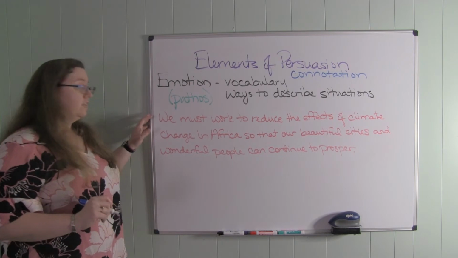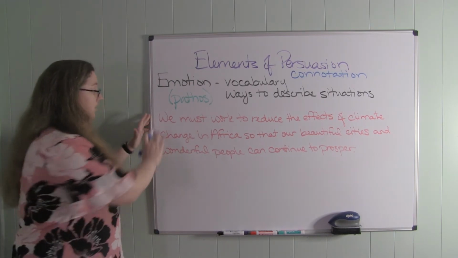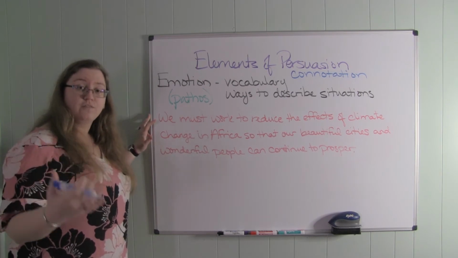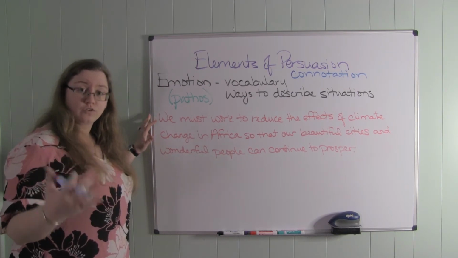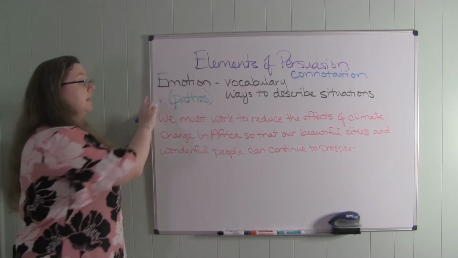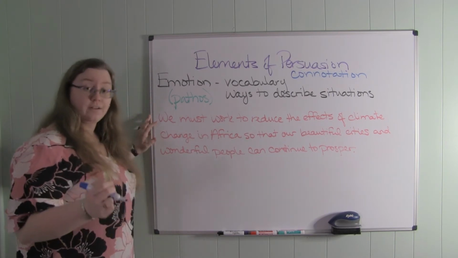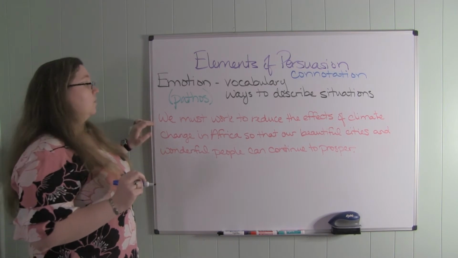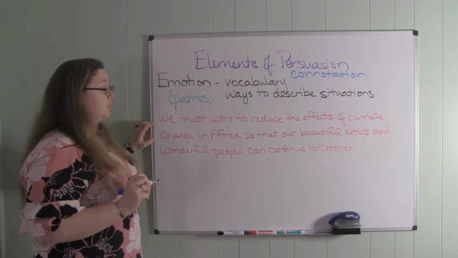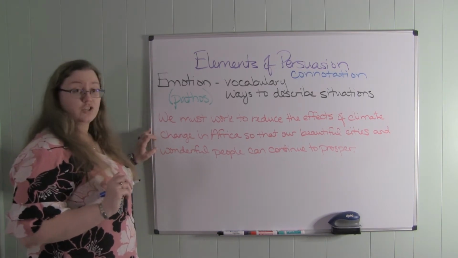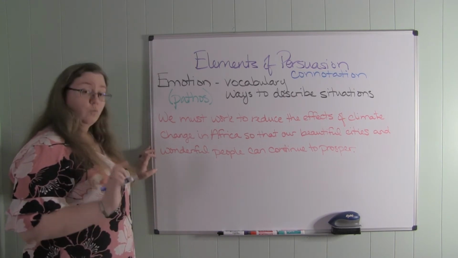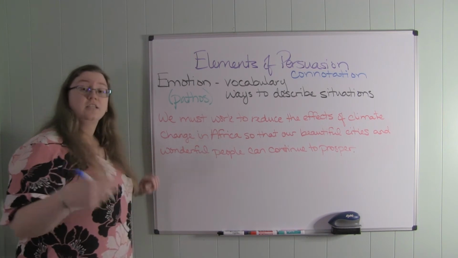So we have a sentence here, and we're going to take a look at this sentence and see how many positive or negative words or descriptions we can find and how the emotion affects this sentence. So our sentence we have: we must work to reduce the effects of climate change in Africa so that our beautiful cities and wonderful people can continue to prosper.